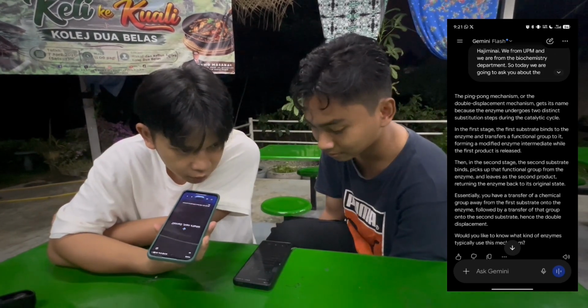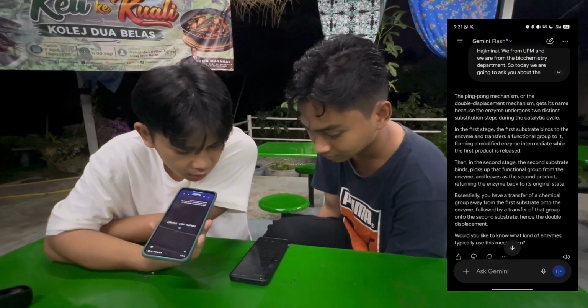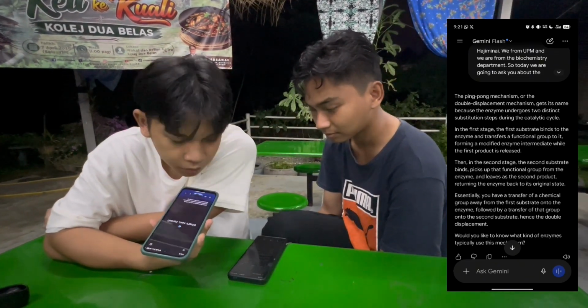So today we are going to ask you about the multi-substrate enzyme. So my first question is, why is the ping pong mechanism called double displacement?